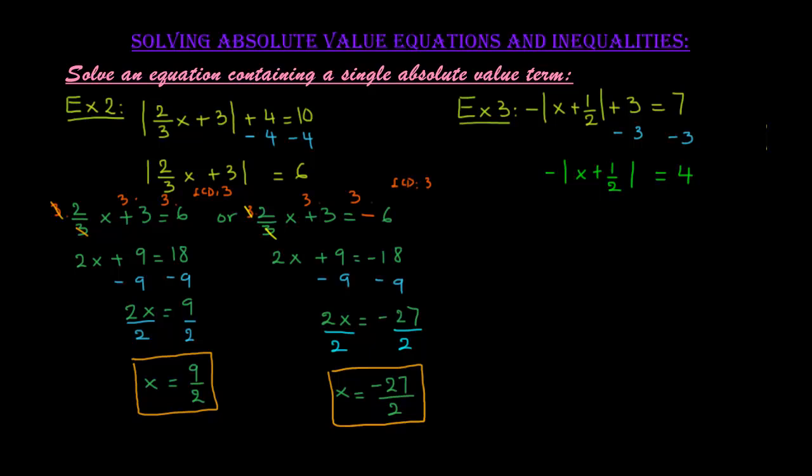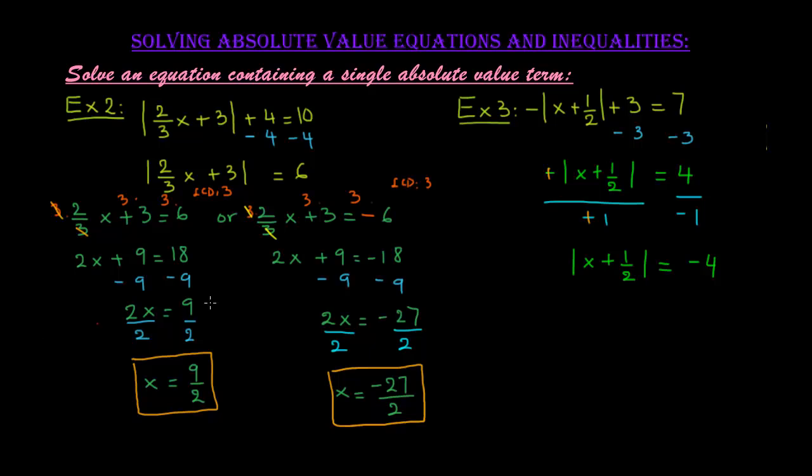And then we need to get rid of the negative in front of the absolute value. So what I'm going to do is divide the whole equation by -1. Or you can also multiply the whole equation by -1. So negative over negative will give me positive. And on the left side, we have absolute value of x plus 1/2 equal to -4.